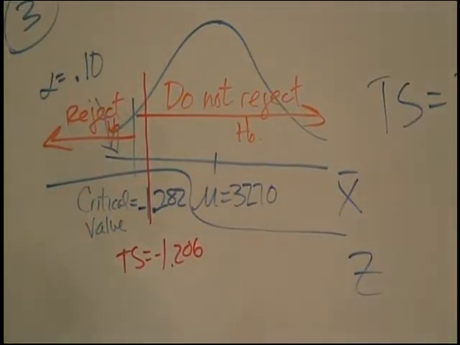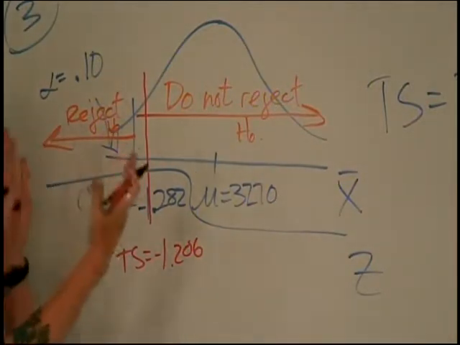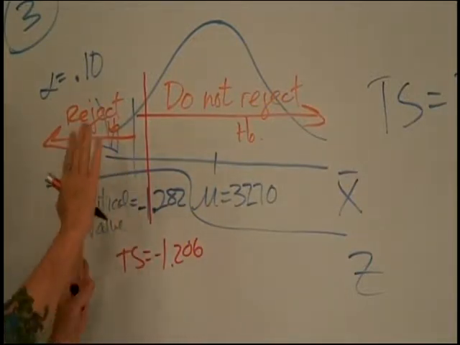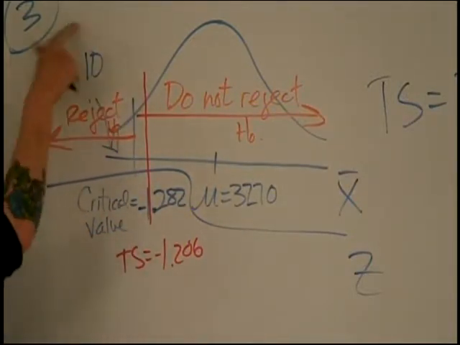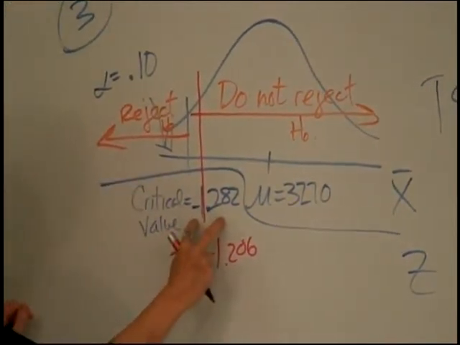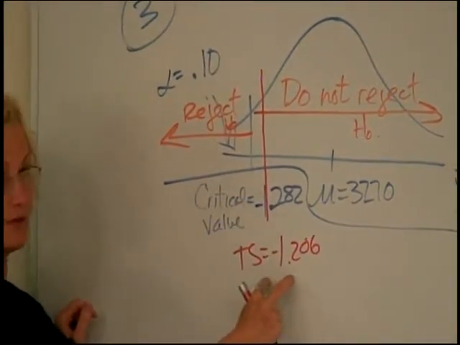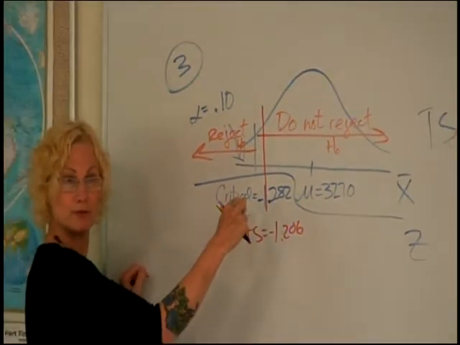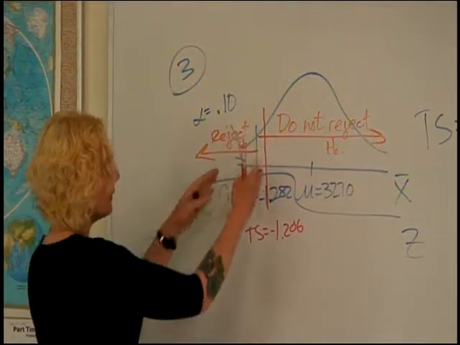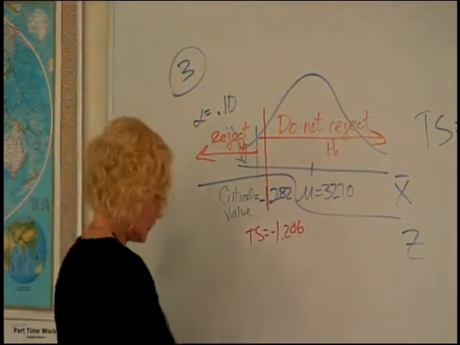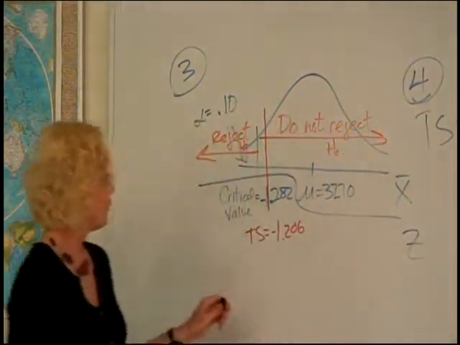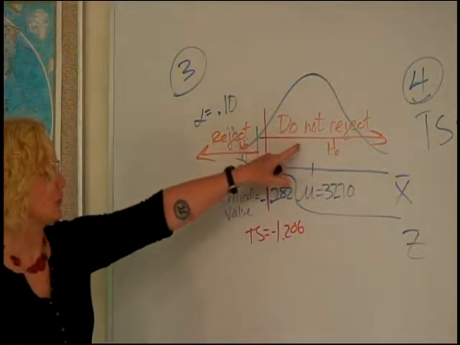So with the critical value method, what you're doing is comparing the locations of the critical value and the test statistic. You start with your alpha, put it in the tail or tails, find your critical value, and then where does the test statistic lie in relationship to that critical value? You guys with me? Okay. So here, again, that's step 4. Here, our test statistic is in the do not reject region.